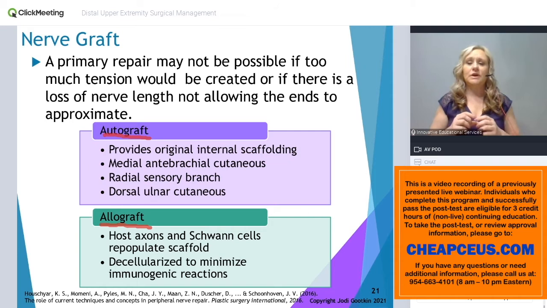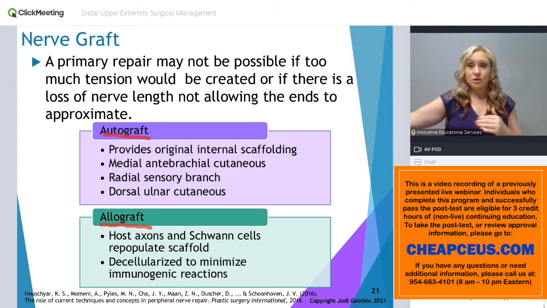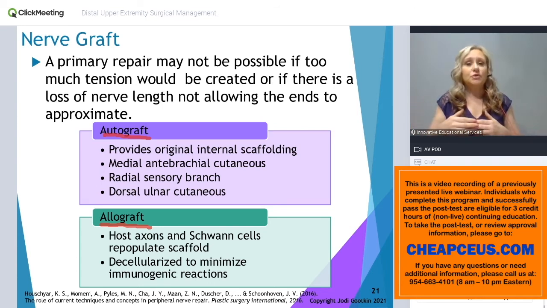Sometimes they will utilize umbilical cord that has been cleansed of all the cells. They remove all of the matrix because they don't want the patient to have to be on long-term immunosuppressive agents. So they clean it out so they only need short-term and there's no cells left from the donor, and that provides a little scaffolding to allow for regeneration to occur.